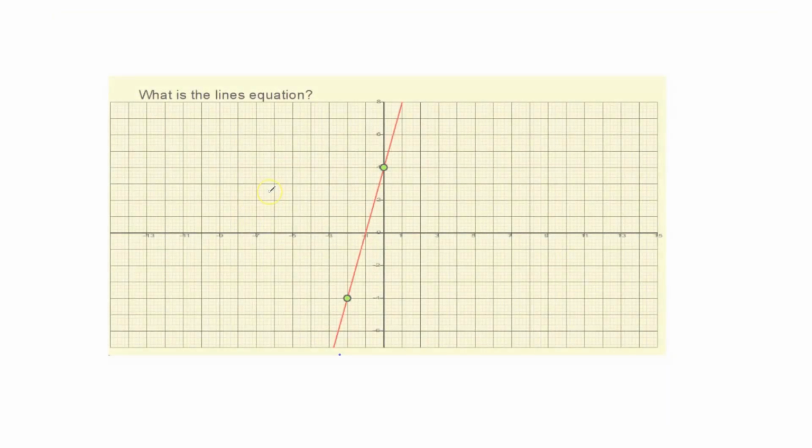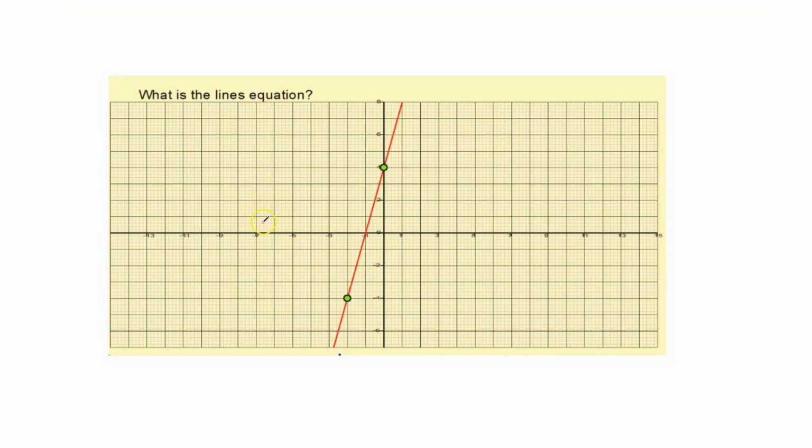Here we have a graph drawn on the grid, and you're asked to write the equation of the line. Well, the general equation of a straight line is y equals mx plus c. C is the y-intercept and m is the gradient. So what we need to do then is to find c and m from the graph. So here the y-intercept would be 4, so we have found the value of c, so c equals 4.